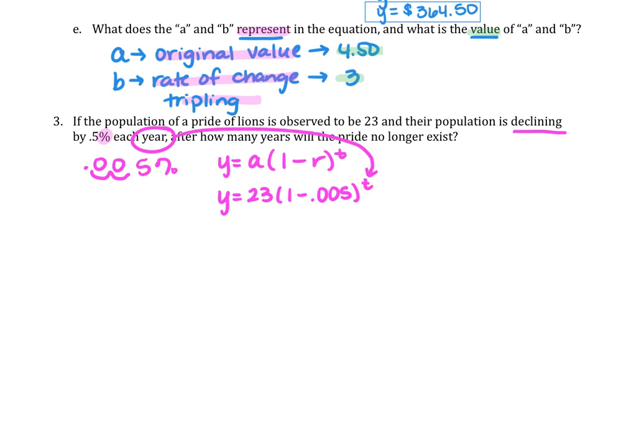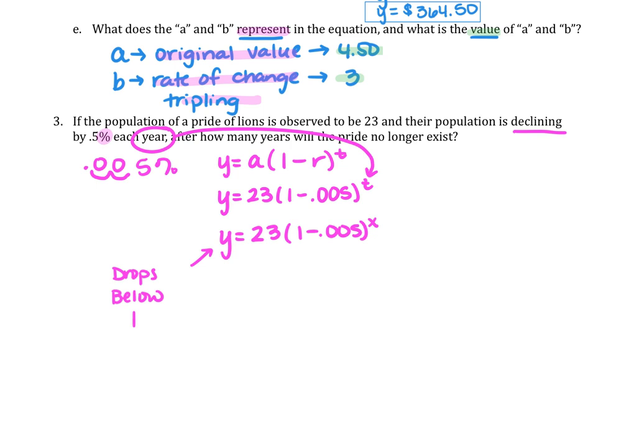All right, now my calculator is not going to let me type in a t, so what you could technically do is change that to be an x. So you can go into your calculator and type in y equals 23, 1 minus 0.005 raised to the x power in the y equals screen. Then I'm going to hit second graph, and I'm looking for when y drops below 1, because once it drops below 1, there is no longer a full lion left.